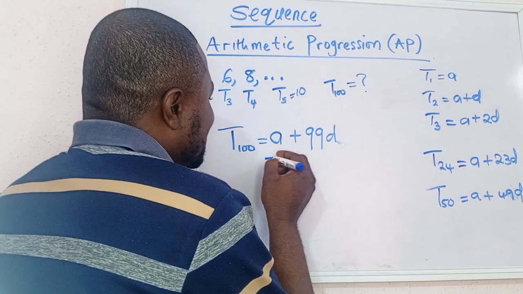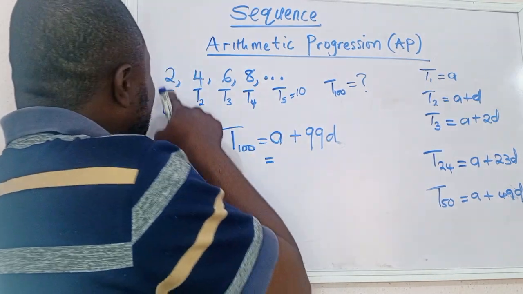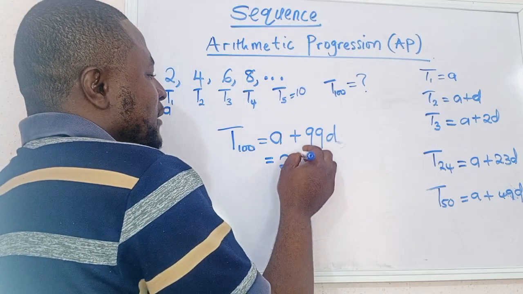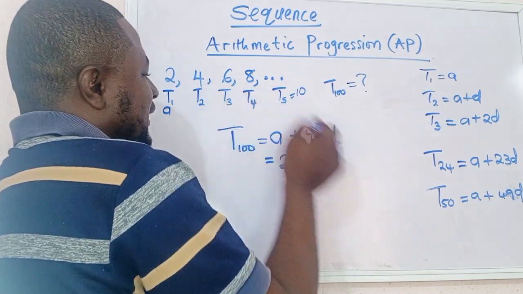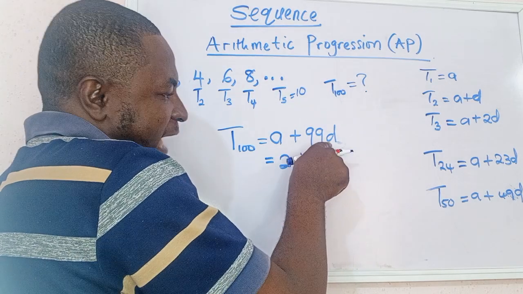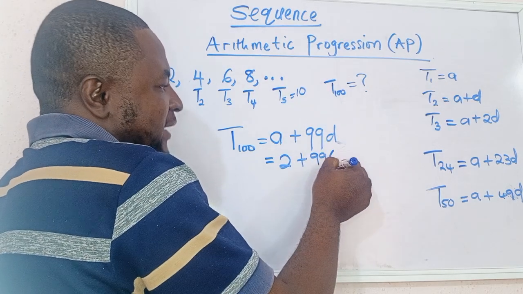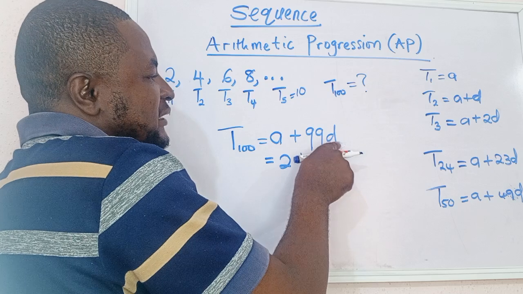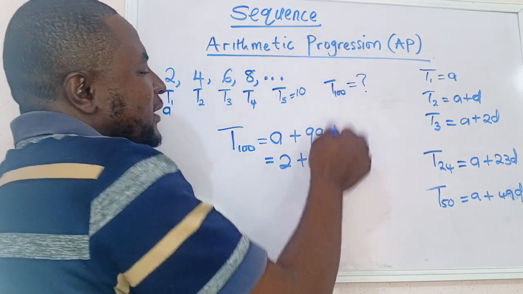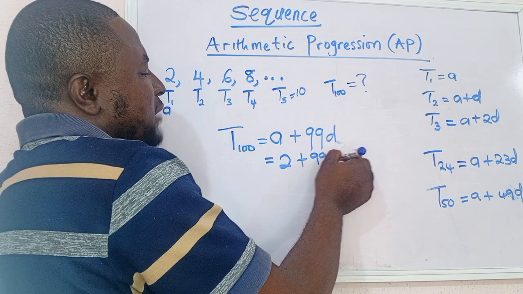And you just come here and substitute. So what do you have? What's your A? Your A is always your first number, which is 2. You can see this is 2 plus 99. Of course, what is between 99 and D here is times, so I can put it as a bracket. What is the common difference? This D is called the common difference, which is the number by which it is increasing. And the number by which it is increasing is 2.